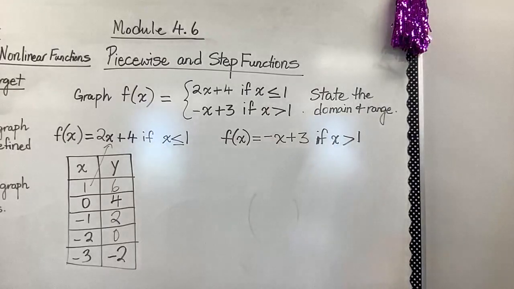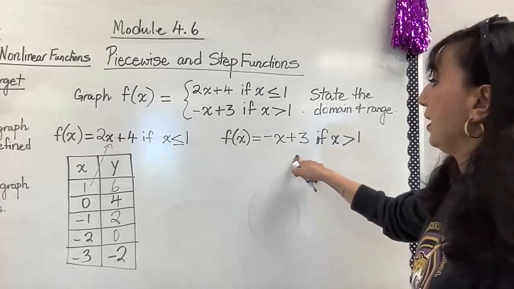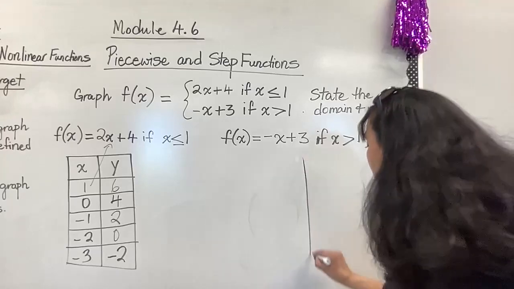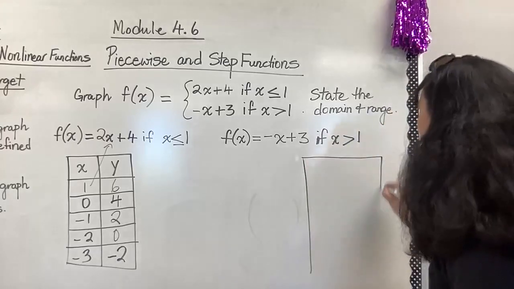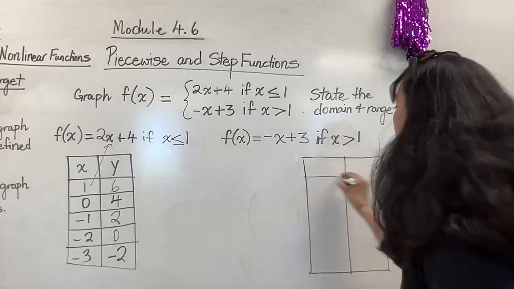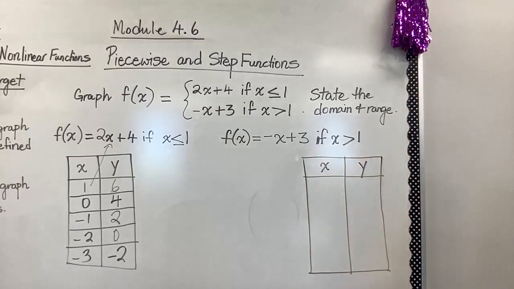Let's go ahead and do the second one. So I'm just going to make both the tables first. Let me go ahead and do this one. So this one, I'm just going to do this side so I have room in the middle for the graph. Okay, so here we go. We have my x and we have my y. Okay, and now what is it saying?